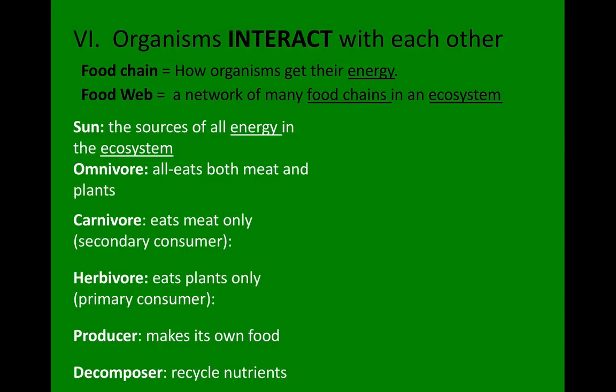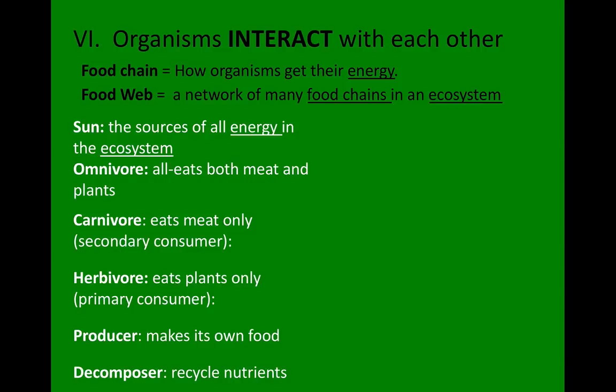All right, let's go ahead and summarize each of those. Once again, we did the sun already. An omnivore is something that eats both meat and plants. Omni means all, vor means to eat. Carne means meat or flesh, so the word literally means to eat meat.